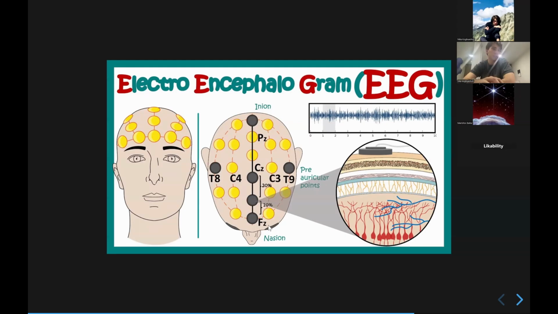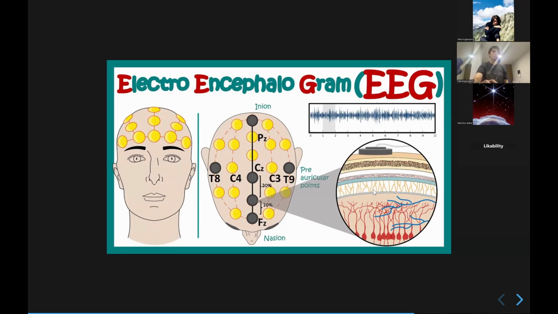So Z means it's on the midline of your head, like on the center of your head. This is Z. FZ is the center of your forehead. CZ is like the center of the top of your head. PZ is here, OZ is here, and so on.